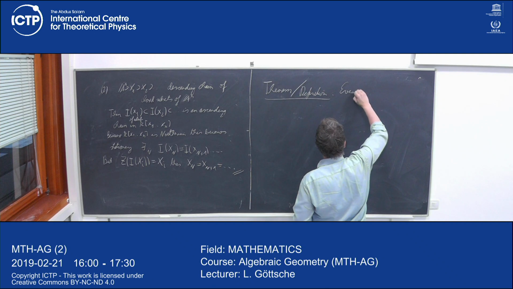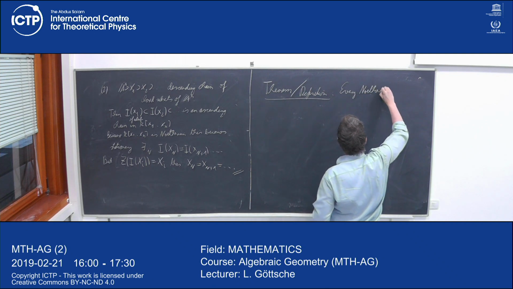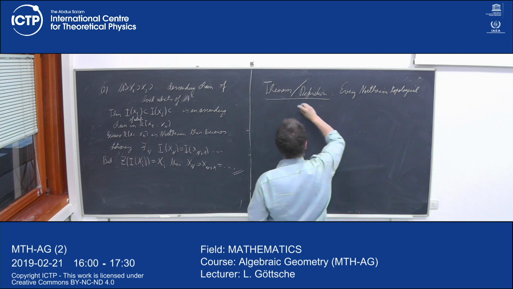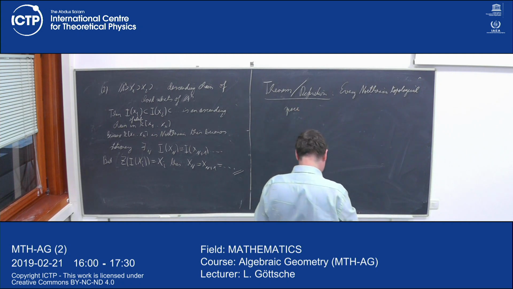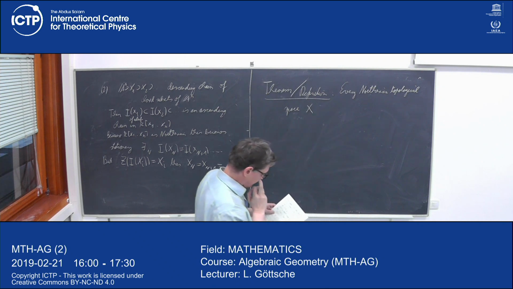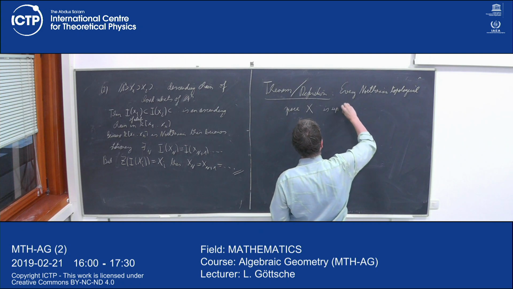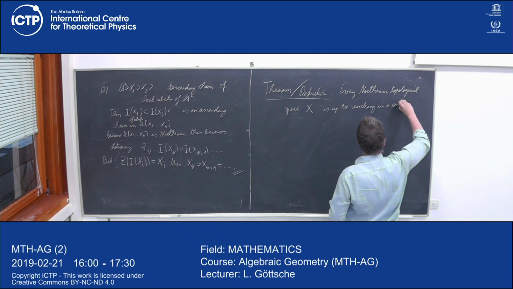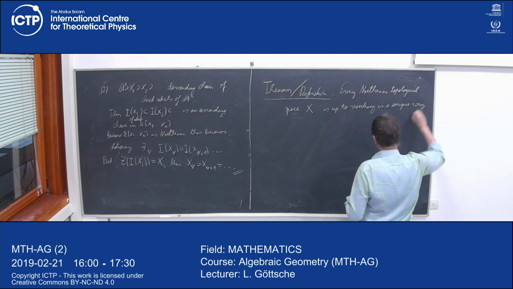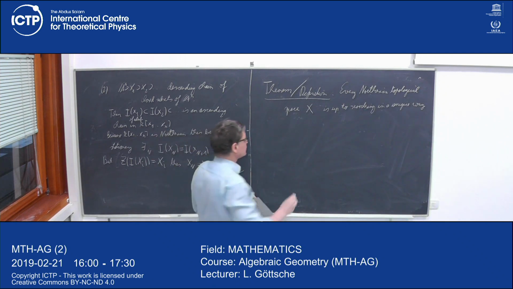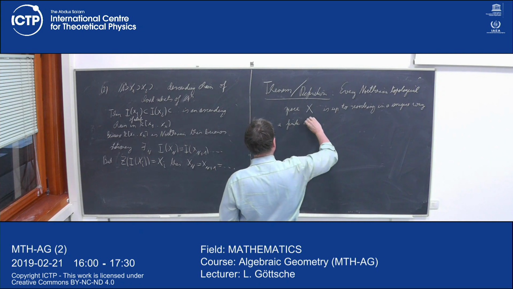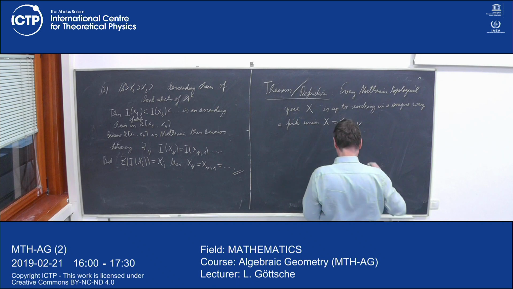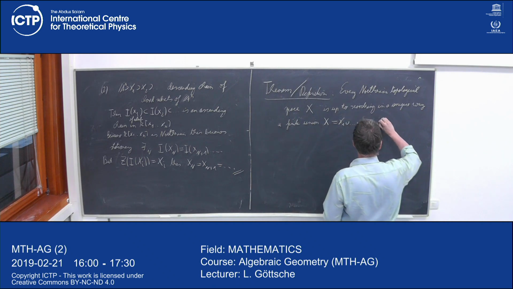Every Noetherian topological space, say X, is in a unique way a priori a finite union, X equals X1 union ... union Xr, of irreducible closed subsets.